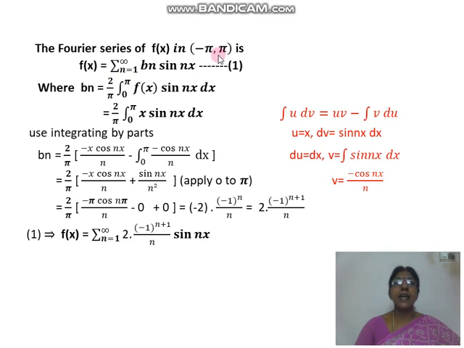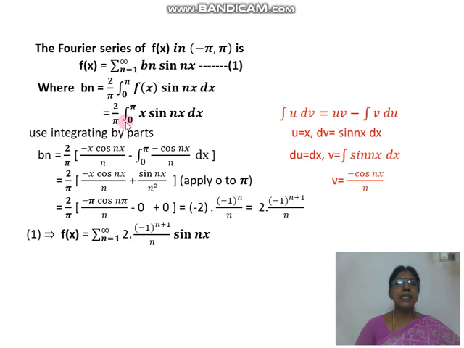It is enough to find bn for odd functions. For even functions it is enough to find a0 and an. Now we have an odd function, that's why f of x is equal to sigma bn sin nx. So it is enough to find only bn. What is bn here? Bn is equal to, in the minus pi to pi interval, 2 by pi integral 0 to pi f of x sin nx dx. That is 2 by pi integral 0 to pi x sin nx dx.